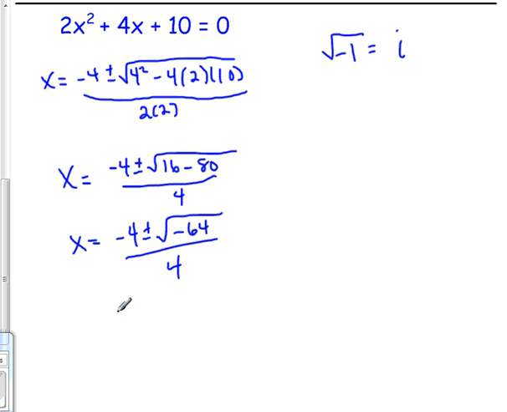Today you're going to see why I've been saying you need 2 answers for every problem. Before, your teacher would say it's just not possible, there are 0 answers for this. Well, there are 2 answers. The square root of negative 1 is i.